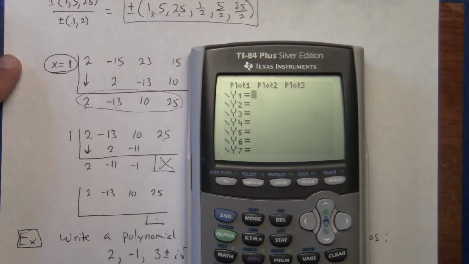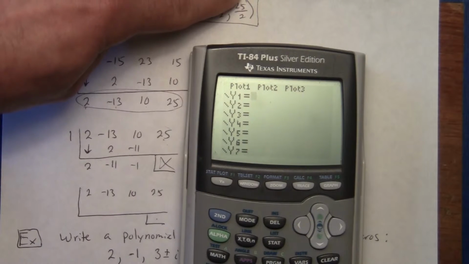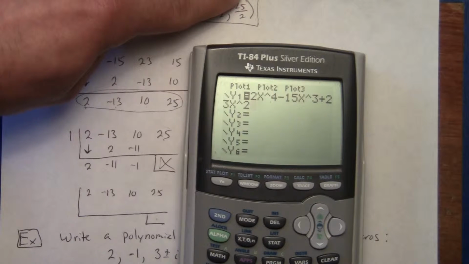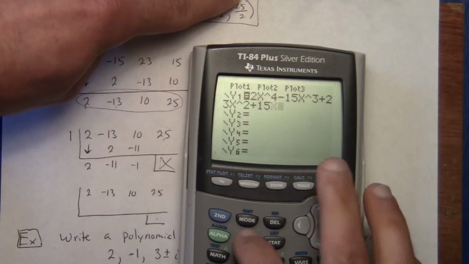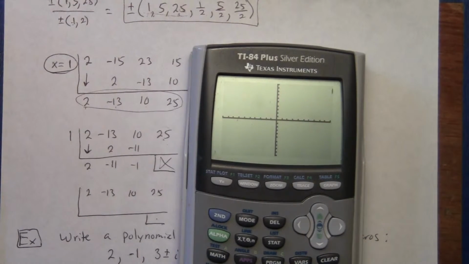But you can easily graph the function. So I'm just going to graph this original function. So remember, go to y is equal to 2x to the 4th minus 15x to the 3rd plus 23x squared plus 15x minus 25. Hit enter, graph it, and I'm just going to look at it. And by looking at the graph, I can probably tell what the x-intercepts actually are.